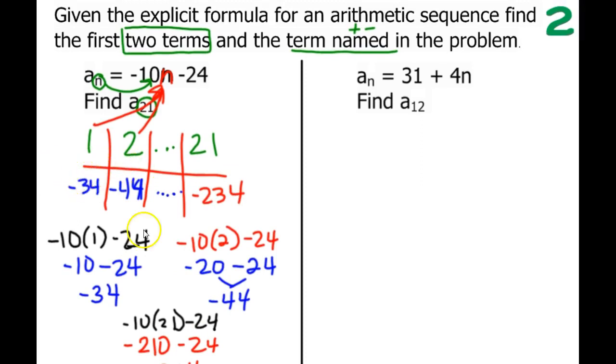So there we did exactly what they said. We found the first two terms. Here's our sequence, this, and then we found the 21st term, because that's what they told us to plug in.